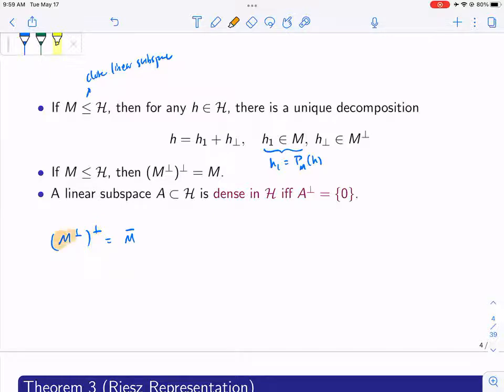Then from this result, it follows that if I start from a linear subspace A of H, I can say that A is dense in the Hilbert space if and only if A perp is 0. So this is the key result that we're going to use. So why is this the case?